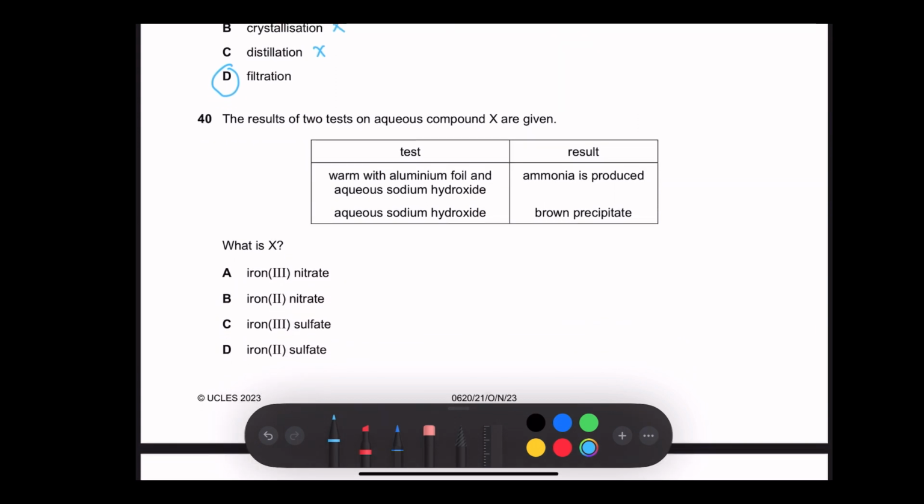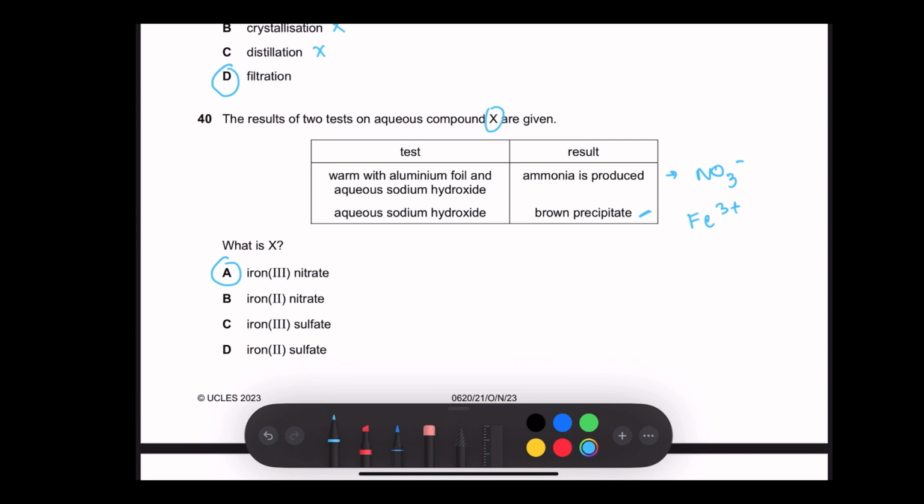40, and the last question. The results of two tests on aqueous compound X are given. What is X? So these are some tests. Warm with aluminum foil and aqueous sodium hydroxide, ammonia is produced. This is basically the test for the nitrate anion. Second test: aqueous sodium hydroxide is added and there is a brown precipitate. A brown precipitate is given by iron(III). If it's iron(II), it's green. So it's basically iron(III) nitrate.